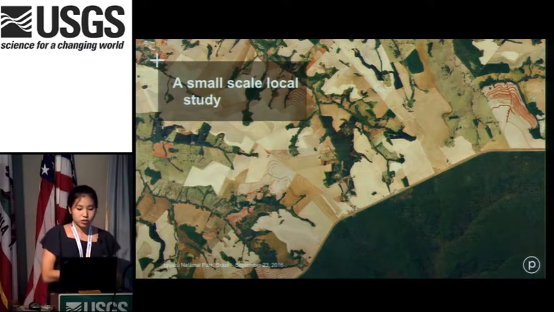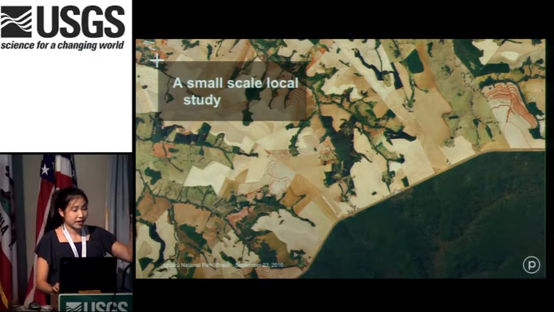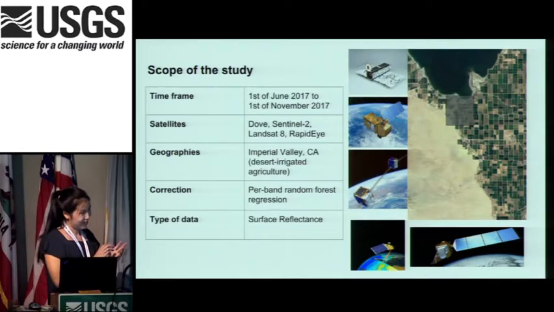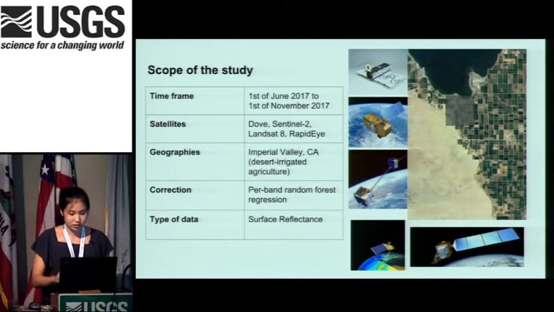Okay, so moving on to the small scale local study. So again, now using the stack that's been generated, the idea was hopefully to be able to use random forest to correct, say, RapidEye to PlanetScope, PlanetScope to RapidEye consistent values, and do the same for Landsat and Sentinel-2.